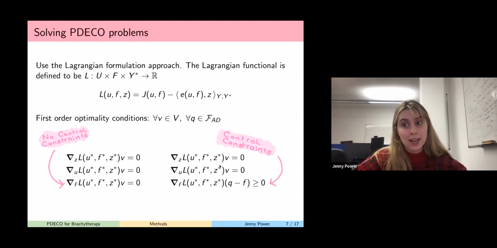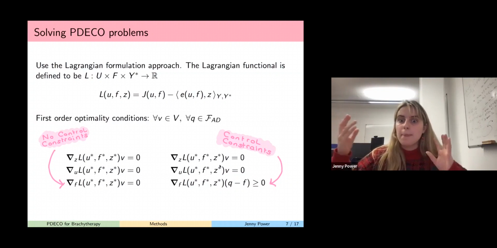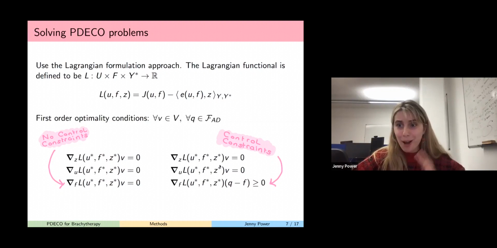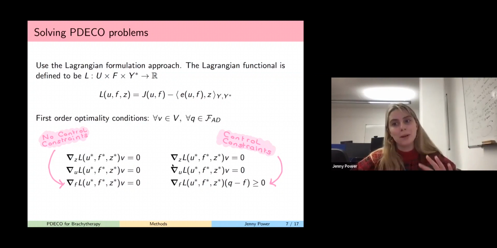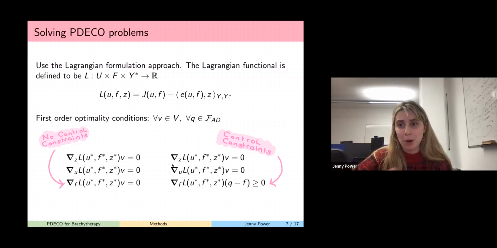When we do actually take into consideration that F has to belong to a certain admissible set of functions, then our system gets a little bit more complicated. The first 2 equations in both are the same, but it's our final equation that is different. On the left, we have a linear equation. On the right, we have a variational inequality. So this takes our lovely, nice linear system and makes it a little bit trickier to solve. This variational inequality basically imposes that F belongs to that subset.